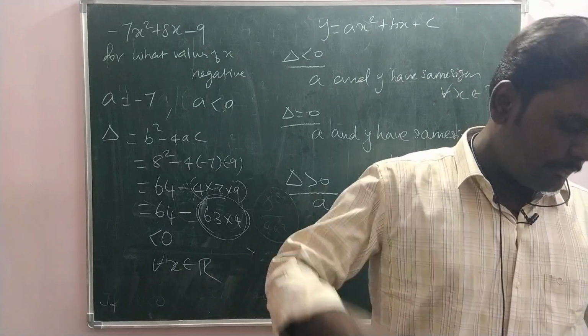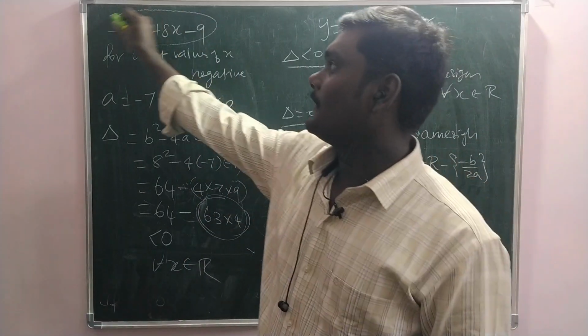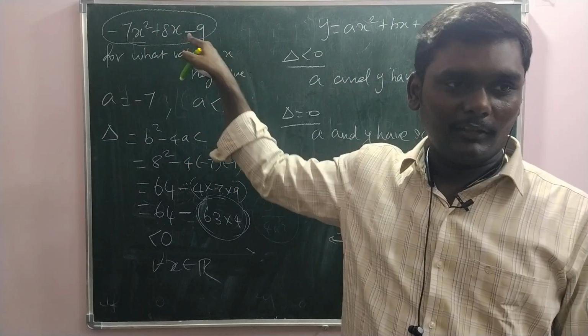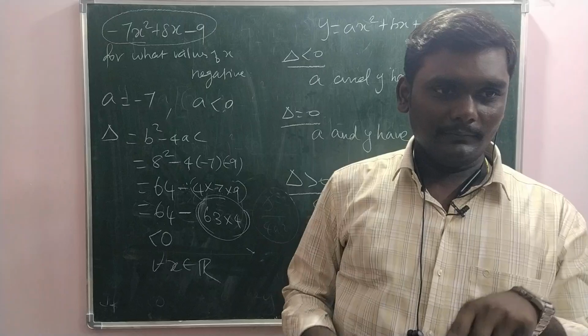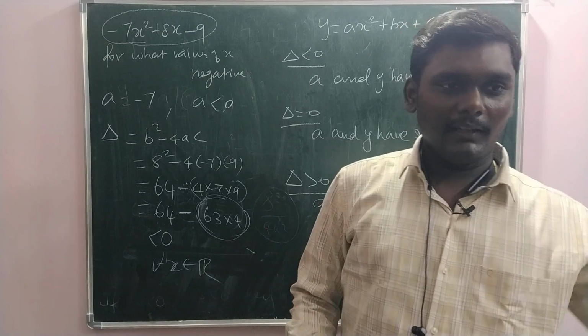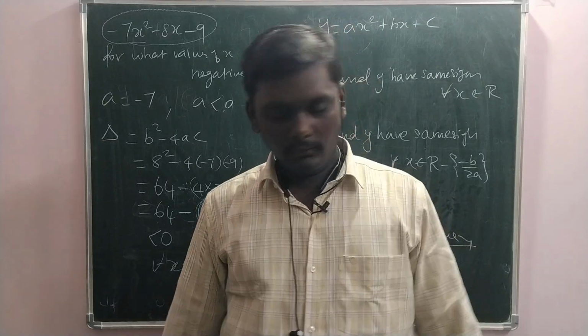We'll solve some more questions. Simply we are going to define the sign of this: when it will be positive, when it will be negative. This is determined by the sign of a and delta. Both we calculate, and accordingly we state the results for what values of x. Okay, alright.